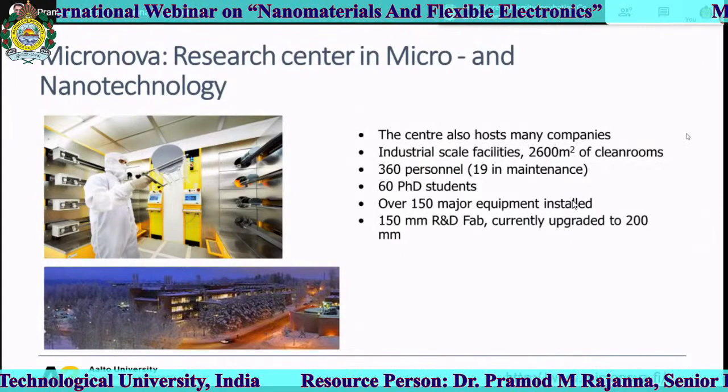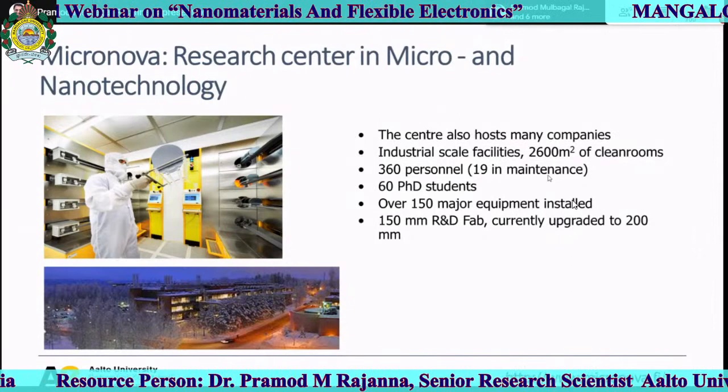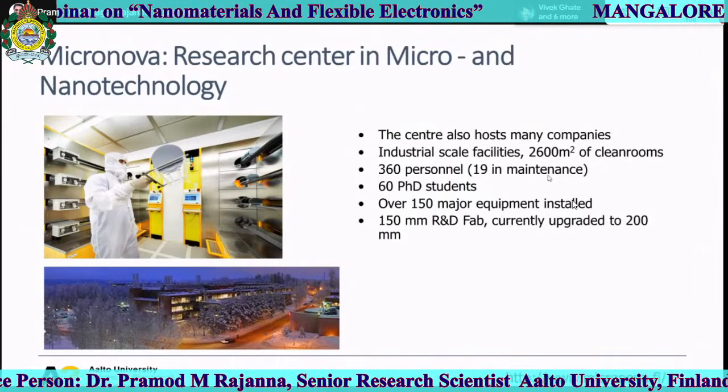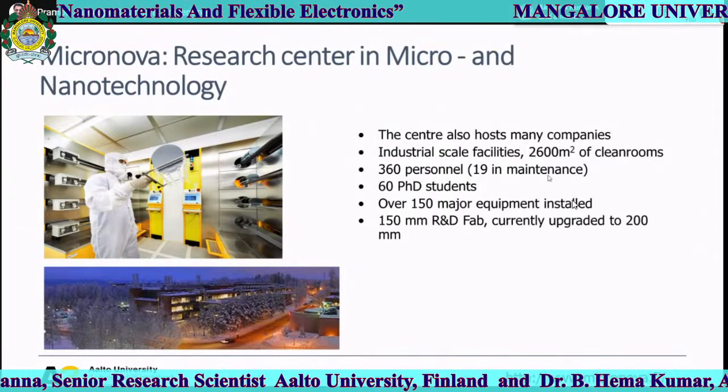So it's called Micronova. We have class 10 and class 100 clean rooms with an area of 2600 square meters. And we have a lot of fab processes for semiconductor devices, from transistors to sensors to solar cells, basically crystalline. And we work from 2-inch up to 8-inch wafers. So this is what we basically work with. And this is how the outline of the fab looks.